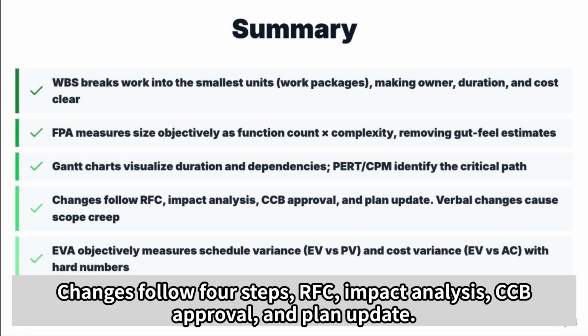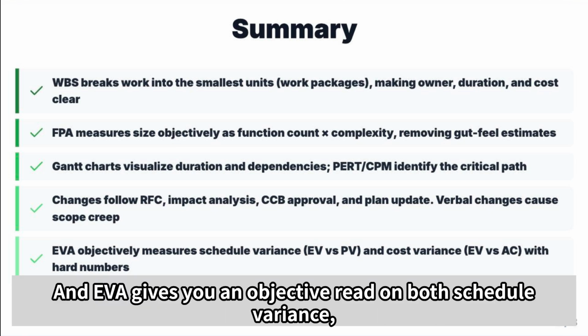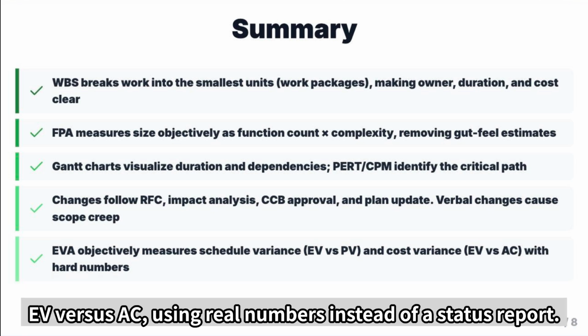Changes follow 4 steps: RFC, impact analysis, CCB approval, and plan update. Verbal changes are exactly what causes scope creep. And EVA gives you an objective read on both schedule variance, EV versus PV, and cost variance, EV versus AC, using real numbers instead of a status report.